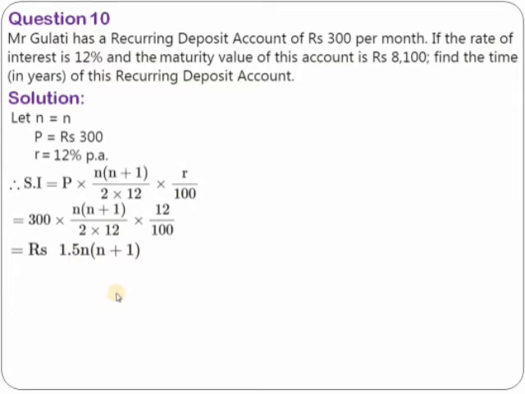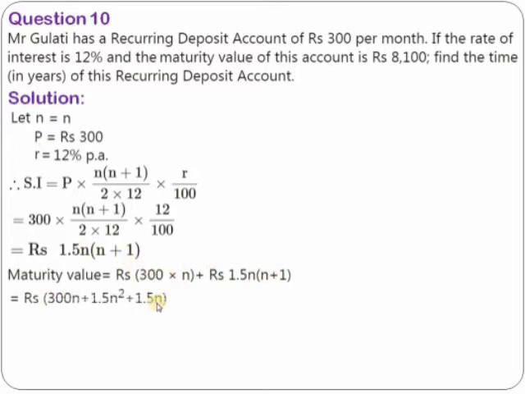Now let's find the maturity value. All of you know the formula is P into n plus simple interest, isn't it? Here 300 into n is 300n. Then 1.5n into n is 1.5n square, so you have got plus here. And 1.5n into 1 is 1.5n.